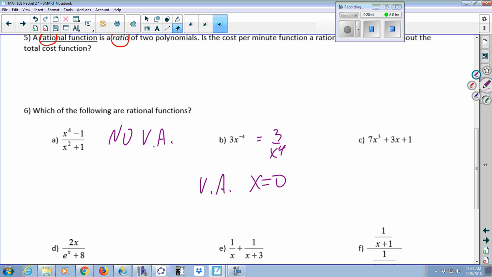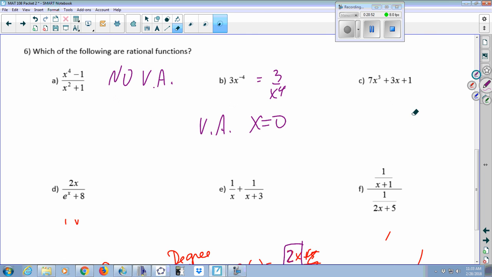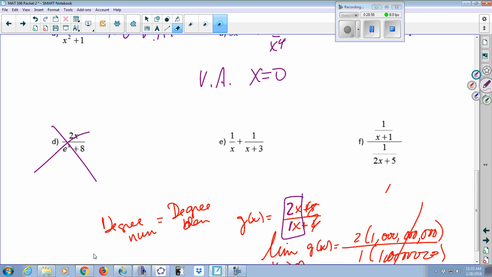Is C ever going to have a vertical asymptote? It's a cubic. It's a polynomial. Any bumps or holes or jumps or vertical asymptotes with a regular old polynomial? Nope. It's being divided by 1. So no problem there. D is not even a rational function.